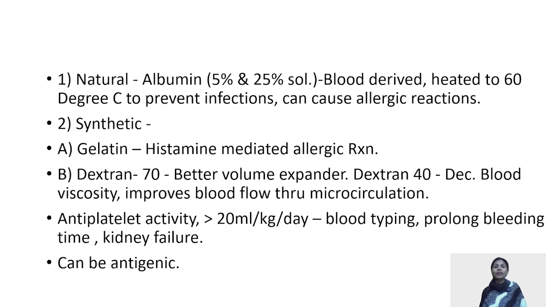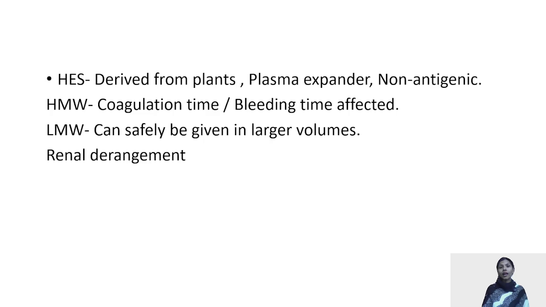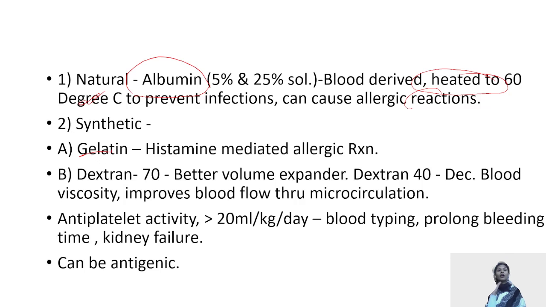The colloids could be natural colloids or synthetic colloids. In natural colloids, you have albumin, 5%, 25% albumin is used, which is heated to 60 degrees Celsius to prevent infections. Okay, you all have to remember this, that at what degree Celsius the albumin, which is a natural colloid, is heated. Then you can have synthetic colloids like you have gelatin, you have dextrans, or you have hydroxyethyl starch.